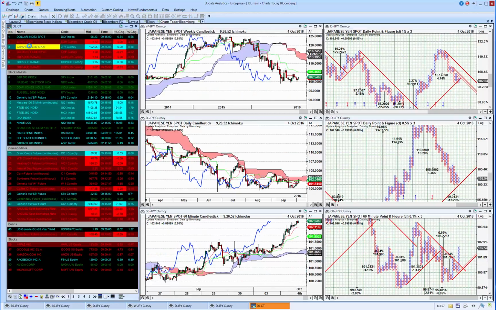If we take a look at the Japanese yen, yen is bearish on the long and medium term, and then bullish on the short term chart. Downside targets here, so a bit more of a mixed picture.